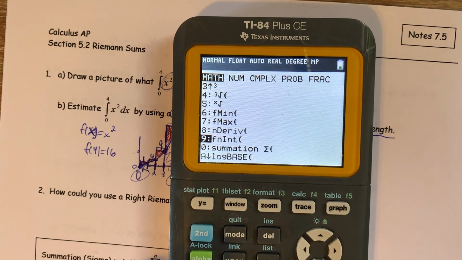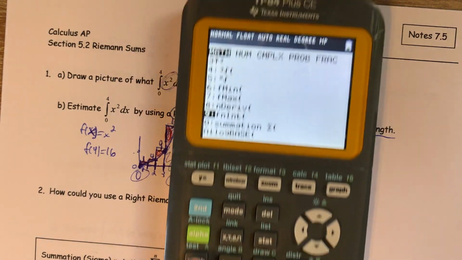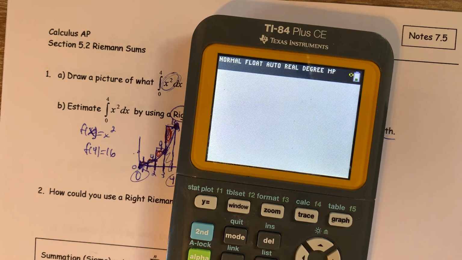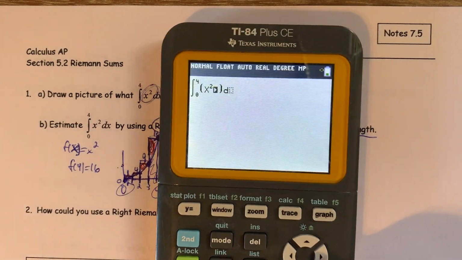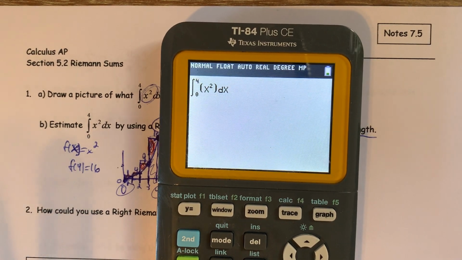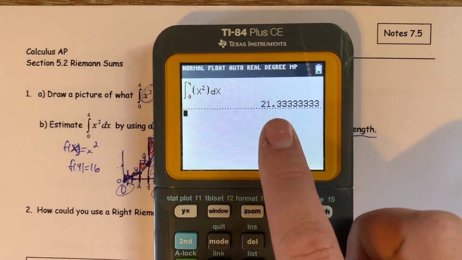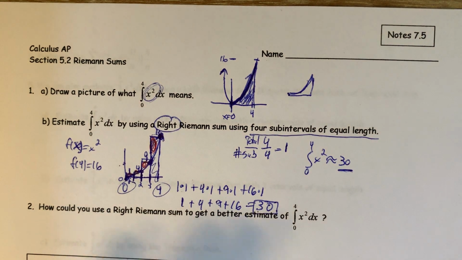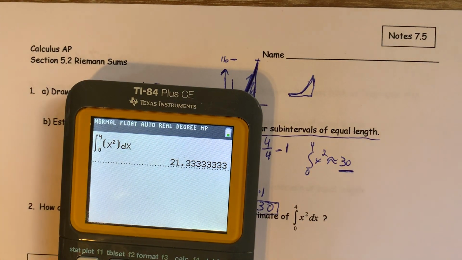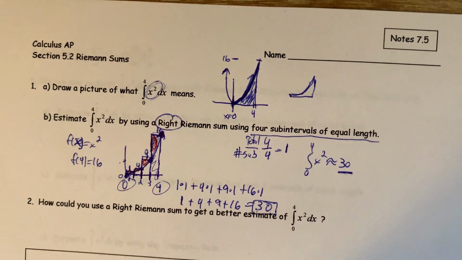It's fnInt. You press math, and you go to fnInt, and you say we want the integral from 0 to 4 of x squared, and we need dx to end the integral. We'll learn about this later. This isn't me telling you, you need to know this already. And the real area is 21.333. Is this a good estimate? I mean, it's kind of close to 21, but it's not particularly good.